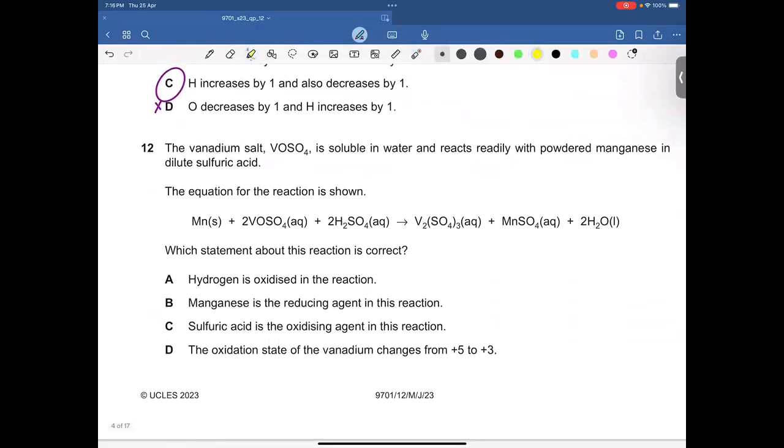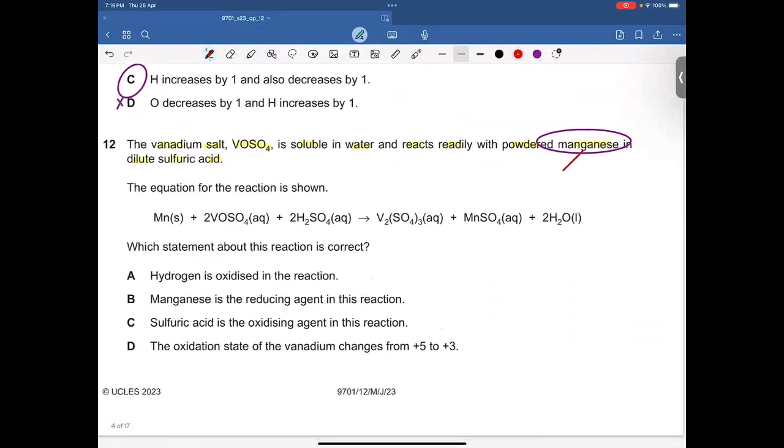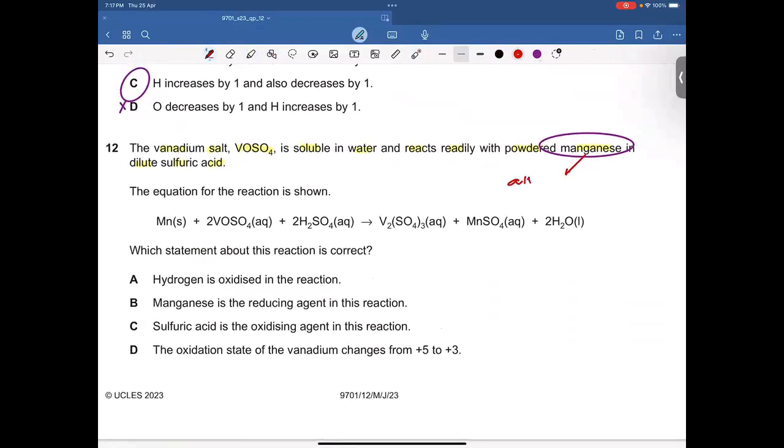Question number 12. The vanadium salt VOSO4 is soluble in water and reacts readily with powdered manganese in dilute sulfuric acid. By the way, manganese is a metal, and all metals are reducing agents. And so is magnesium. Okay, so magnesium is also a reducing agent. The equation for the reaction is shown. Which statement about this reaction is correct?